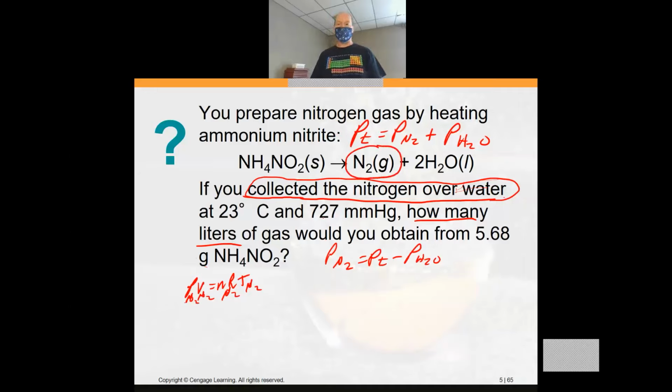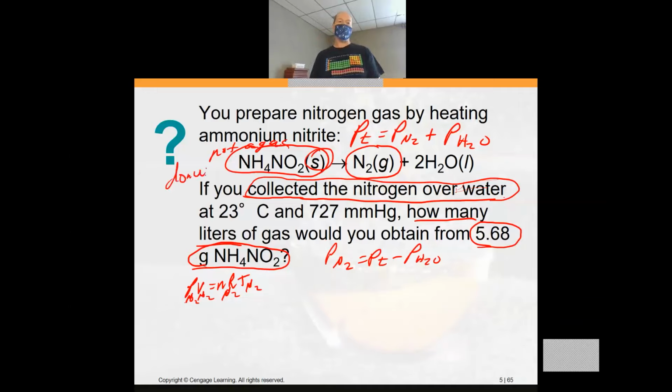You cannot use volume ratios. You can only use mole ratios. So what you're going to do is take your 5.68 grams of your NH4NO2 and not use PV = nRT because this is not a gas. It is labeled for you, solid. You don't have to know that's a solid. It will be labeled for you. If you use PV = nRT, you will get the wrong answer.